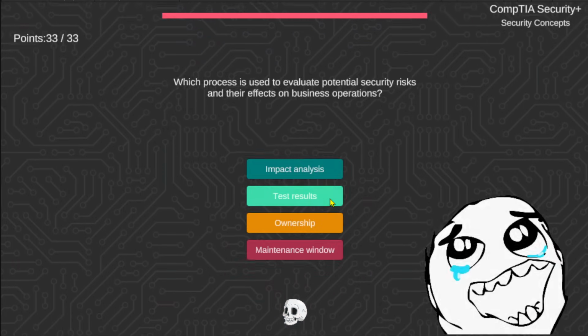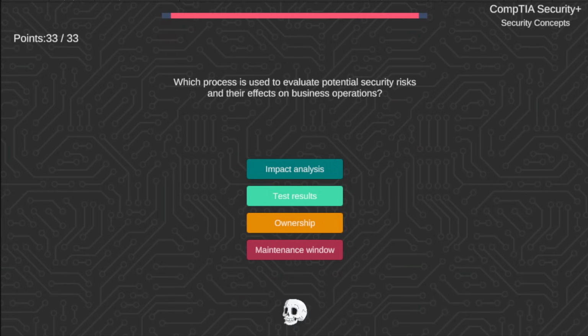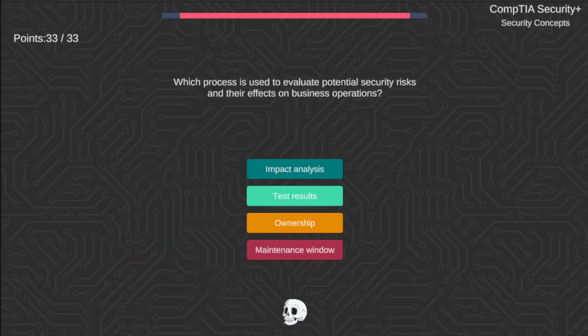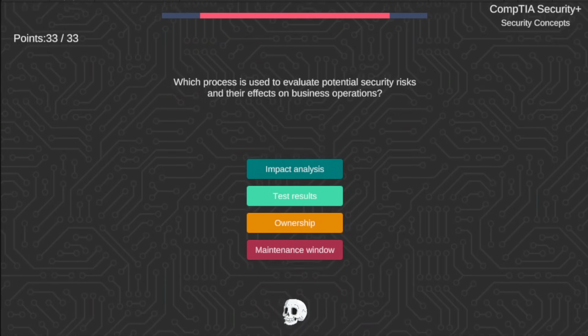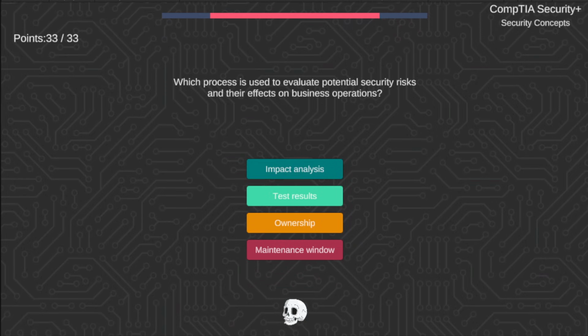Correct answer is stakeholders. Which process is used to evaluate potential security risks and their effects on business operations? Impact analysis, test results, ownership, or maintenance window.